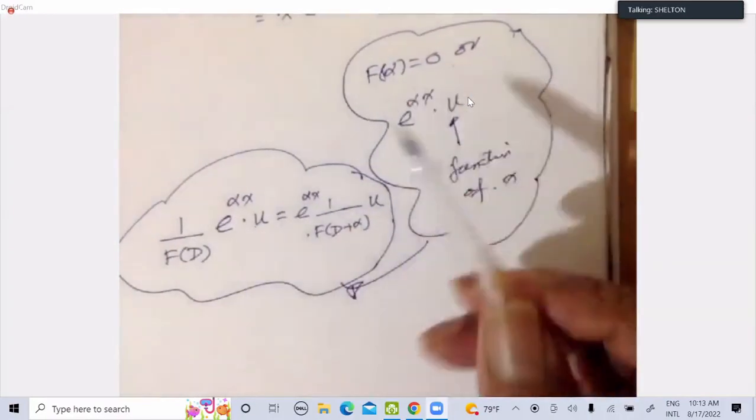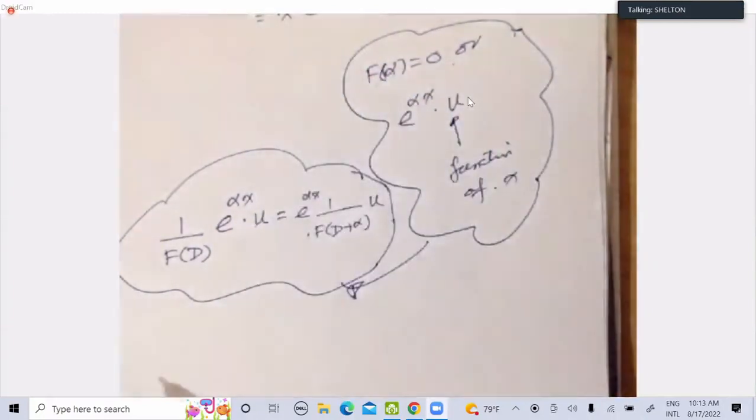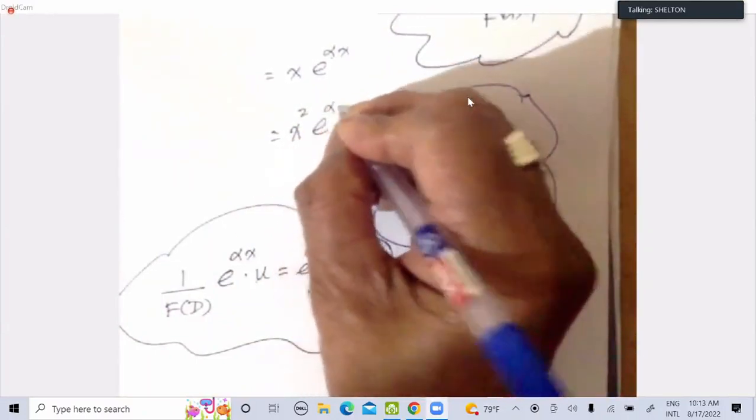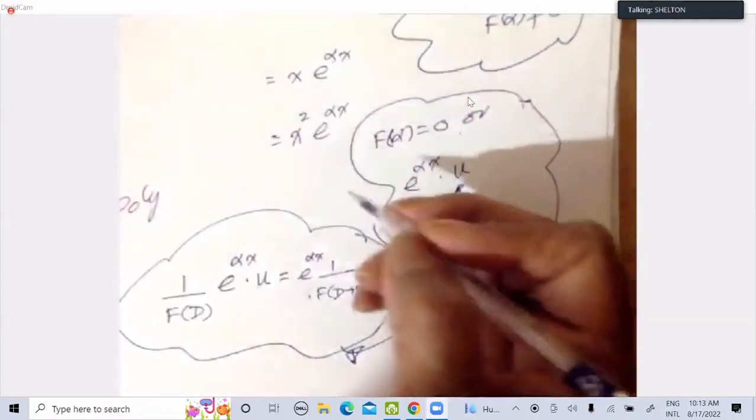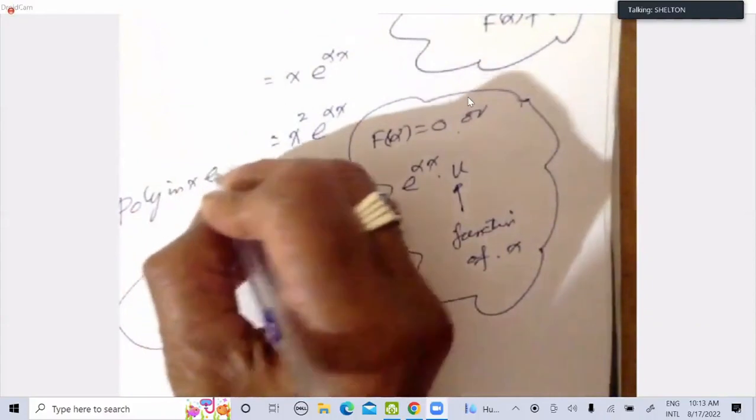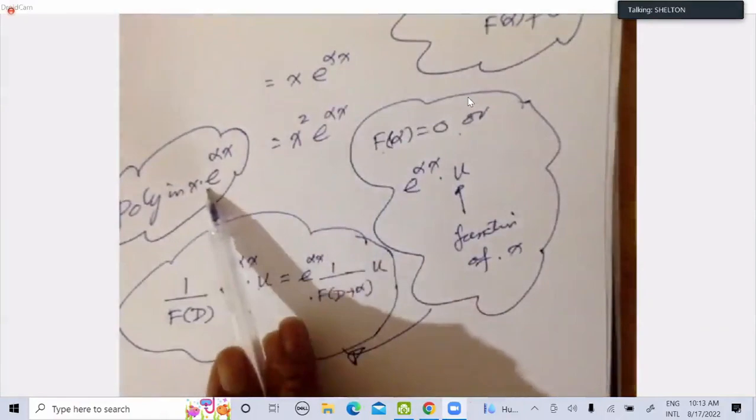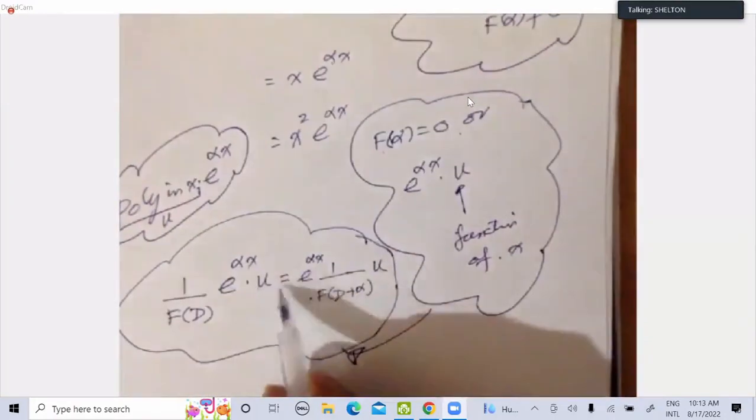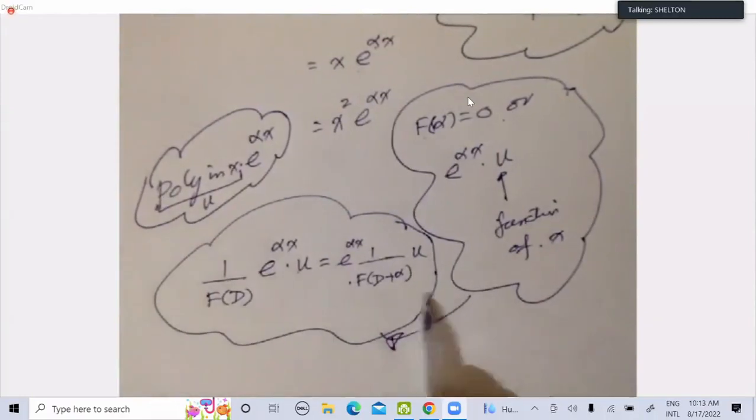f(alpha) 0 වුණත්, if it is of the form e to the alpha x times a function of x like here, or something like x squared e to the alpha x, or a combination of those, or a polynomial in x times e to the alpha x, ඒ ජාතිය ගණන් හදන්න පුළුවන්. මෙහෙම ආවොත් u එක තමයි u හැටියට ගන්නේ, e to the alpha x times u. ඒ වගේ එකක් තියෙනවා නම් කරන්නේ කොහොමද? මේ ෆෝමියුලා එක දාන්න: e to the alpha x goes out, 1 over f(D plus alpha) u.